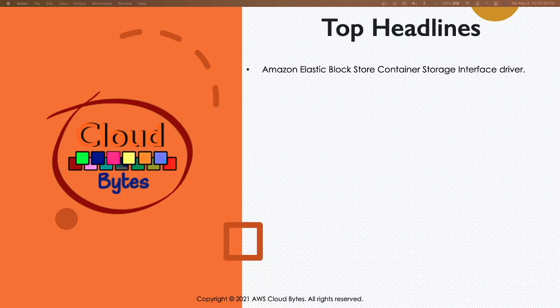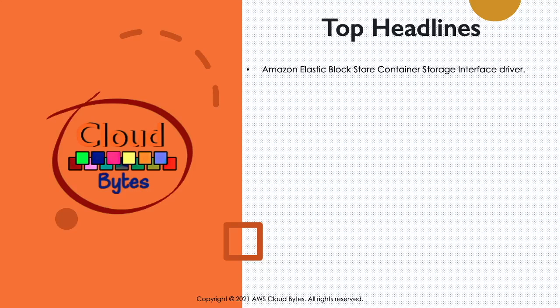The EBS CSI driver provides a CSI interface that allows an Amazon Elastic Kubernetes Service, or Amazon EKS, cluster to manage the lifecycle of Amazon EBS volumes for persistent volumes. Let's look at the next news.